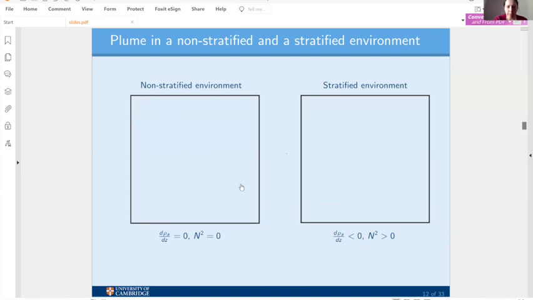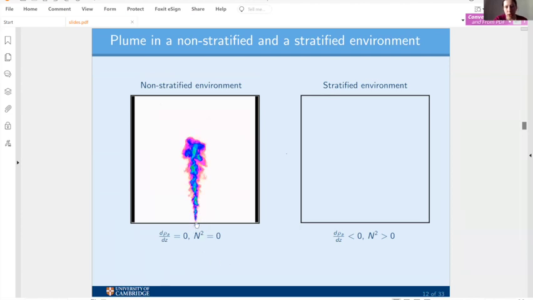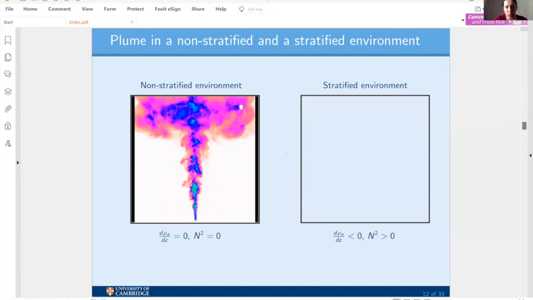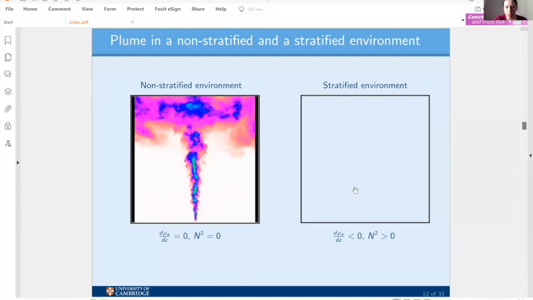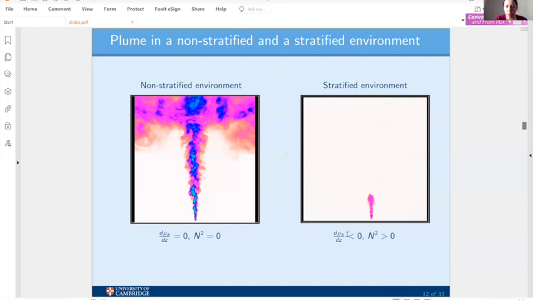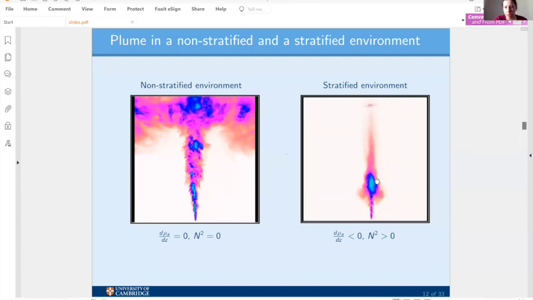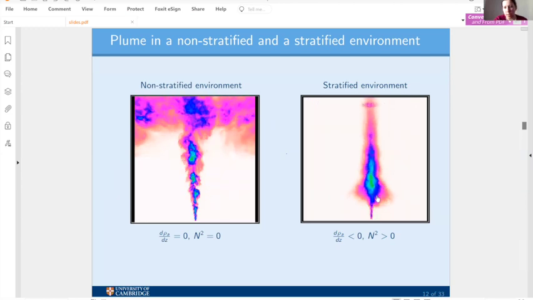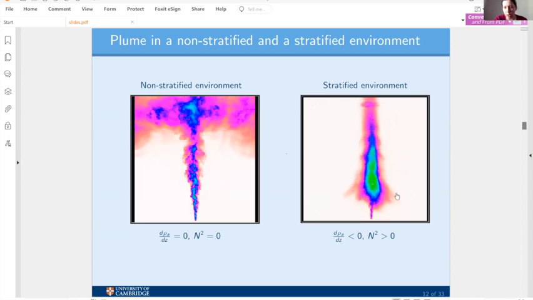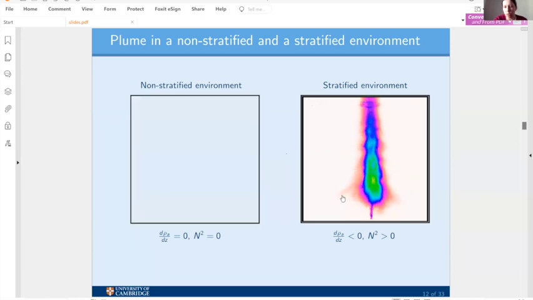Here on the left-hand side, I'm showing you the video of a typical plume that is released into a non-stratified environment. So you can clearly see a conical shape of the plume, and then as the plume reaches the water surface, it starts to spread laterally. Now, what happens in the stratified environment? In the stratified environment, we can now see that the plume starts to rise. Then it starts to form a lateral intrusion at some height. Now, depending on the initial conditions, this lateral intrusion can be very close to the source.